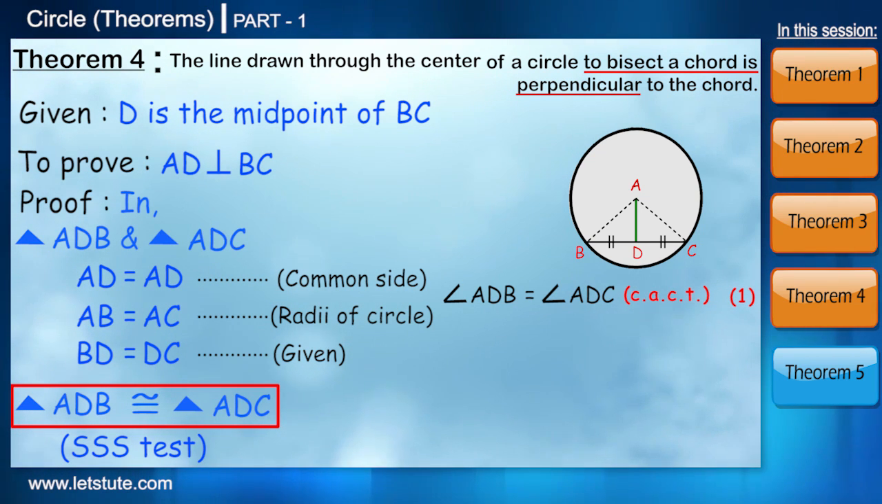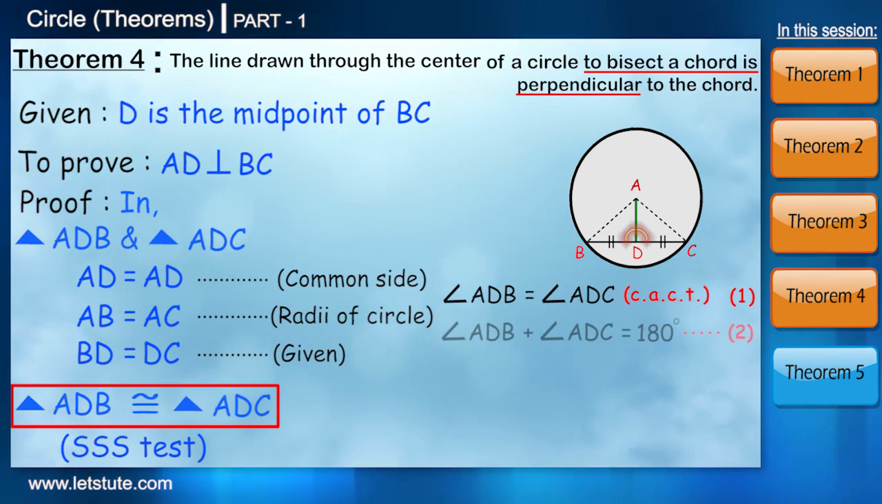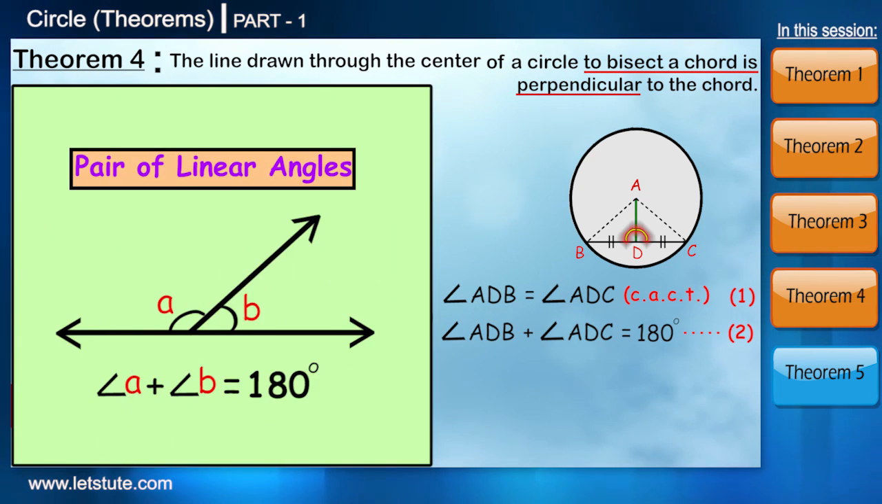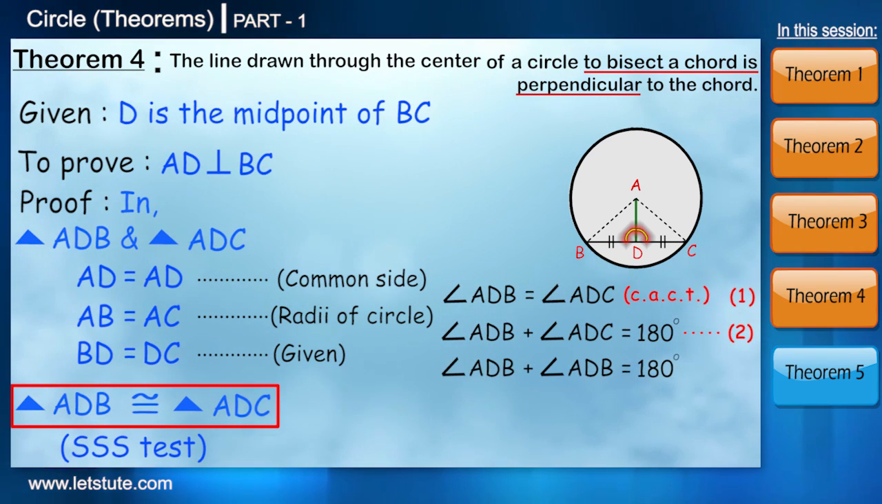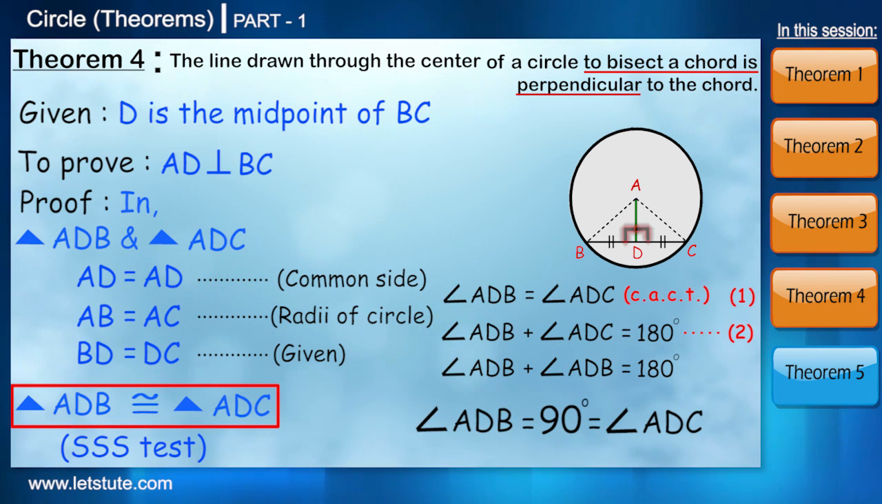But we know that angle ADB plus angle ADC should be equal to 180 degrees because both are supplementary angles, or we can say a linear pair of angles. Now, from 1 and 2 we can say that angle ADB plus angle ADB is equal to 180 degrees, and hence we can say that angle ADB is equal to 90 degrees, which is equal to angle ADC. So, we have proved that AD is perpendicular to BC.